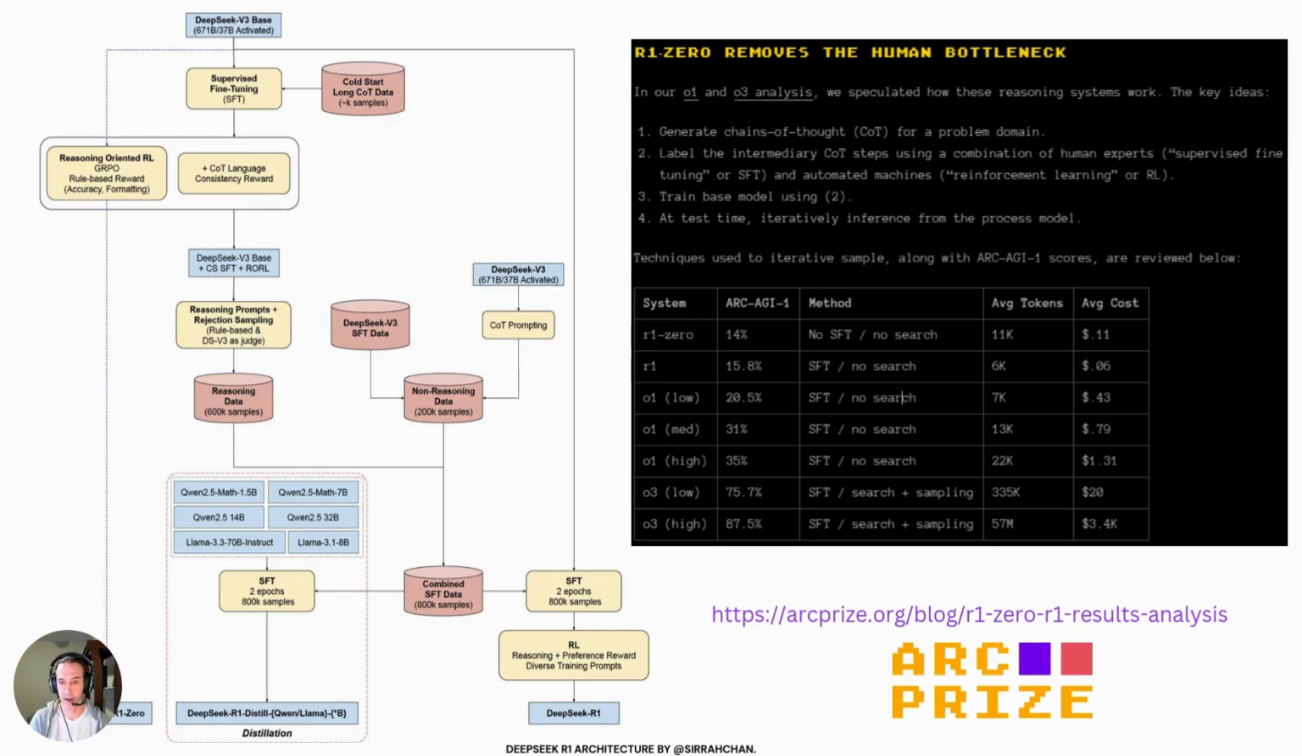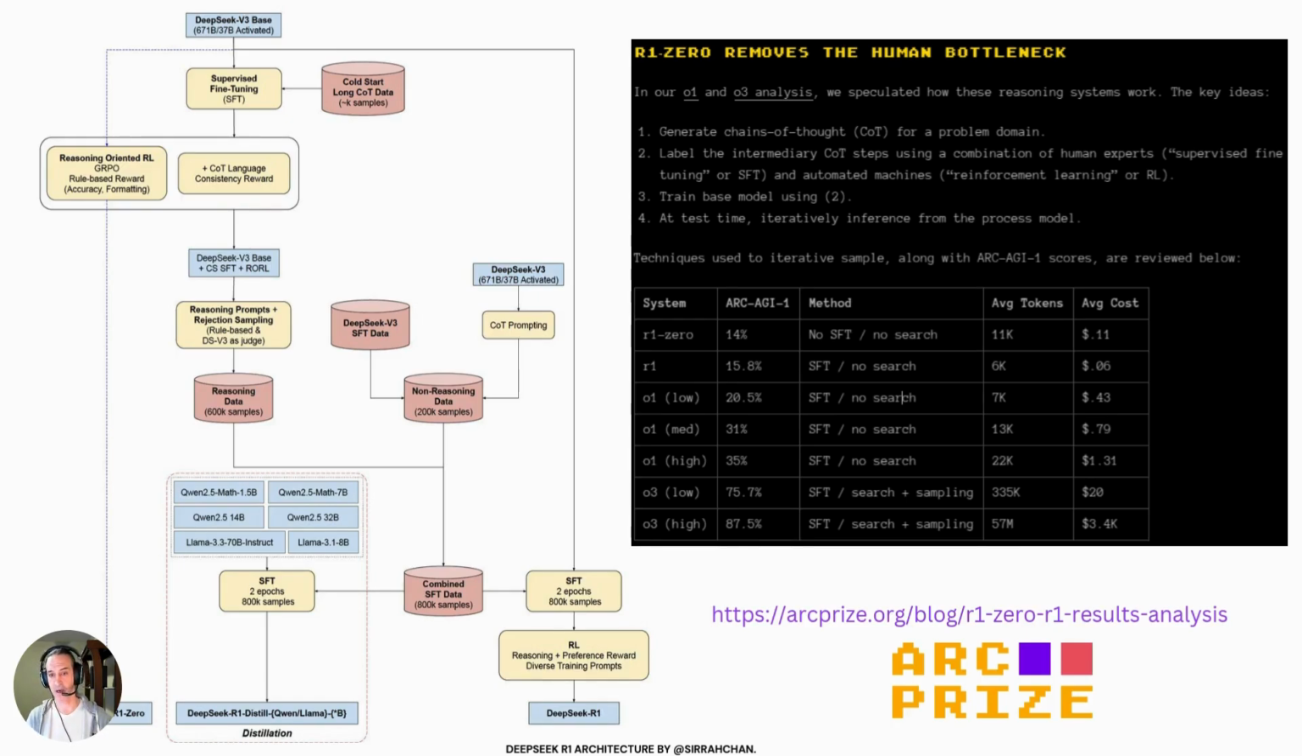And then over on the right, you can see the costs and the score. R0 was 14% and R1 was 15%. So that's pretty good considering this one had no supervised fine-tuning at all. That is what's most impressive. And you can see o3 is still 87.5% versus R1 at 15%. So there's quite a huge difference.